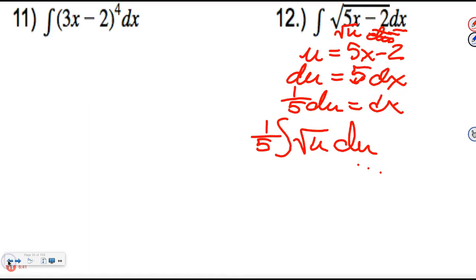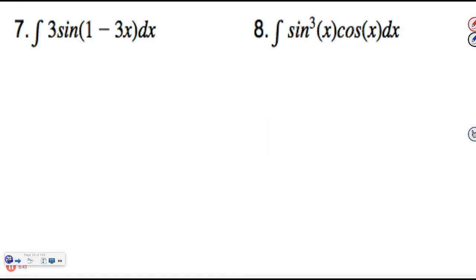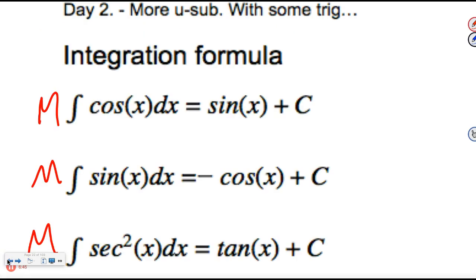Now I'll introduce one of the two new things. First one being, what do you do when you have the trig stuff? You still follow procedure. You just need to make sure you know your trig antiderivatives.